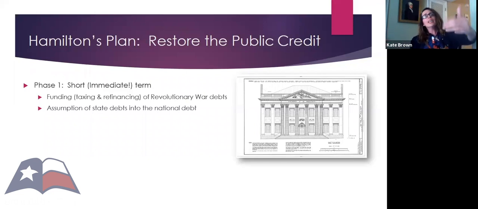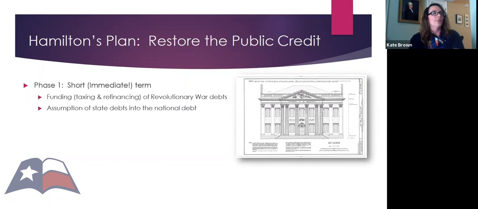So when you hear assumption, immediately what you should think of is that $25 million of state debts that Hamilton calculates is outstanding. Because Hamilton is going to argue that the federal government should assume responsibility to pay back all of that state debt. That is what assumption is all about. Now you might be asking yourself, and if you're not asking it of yourself, your students will definitely ask it of you.